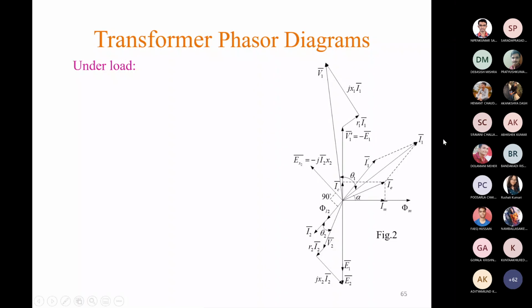From the no load phasor diagram, we already have these phasors: phi m, IA, IE, IC, V1 dash, this one and this one, and E1 and E2 also.